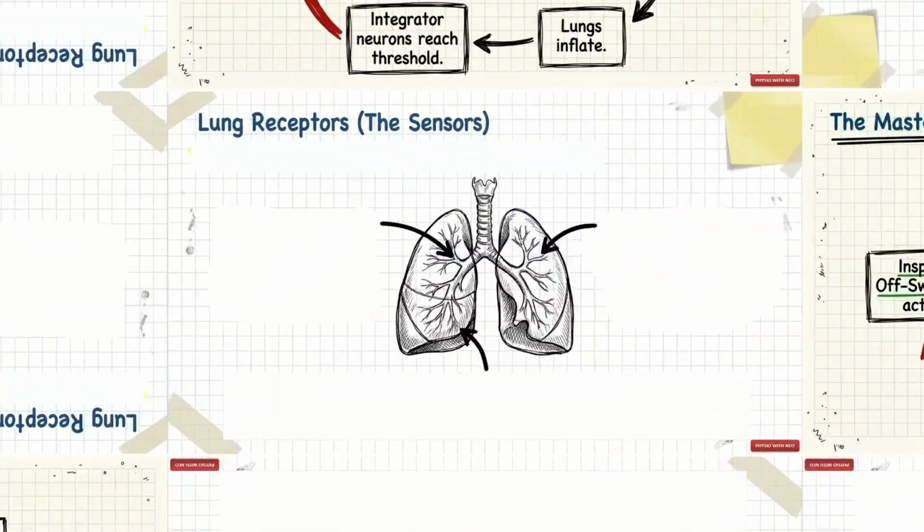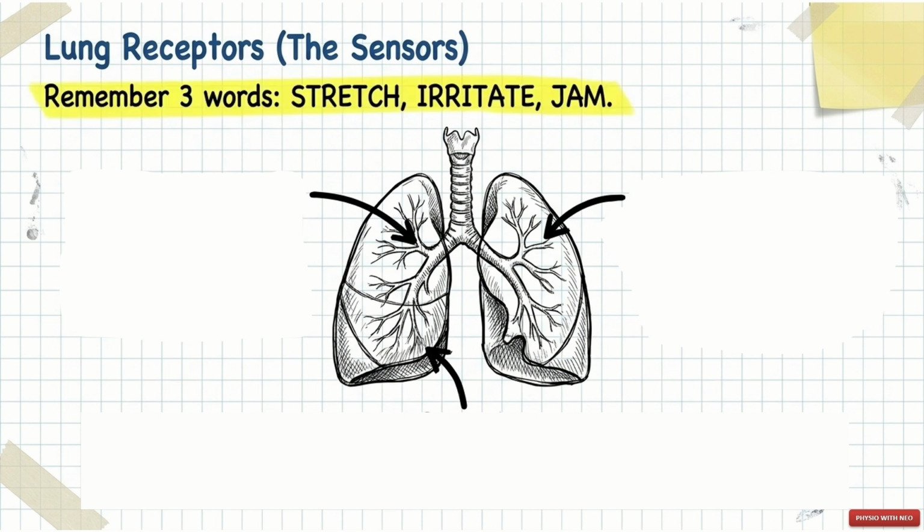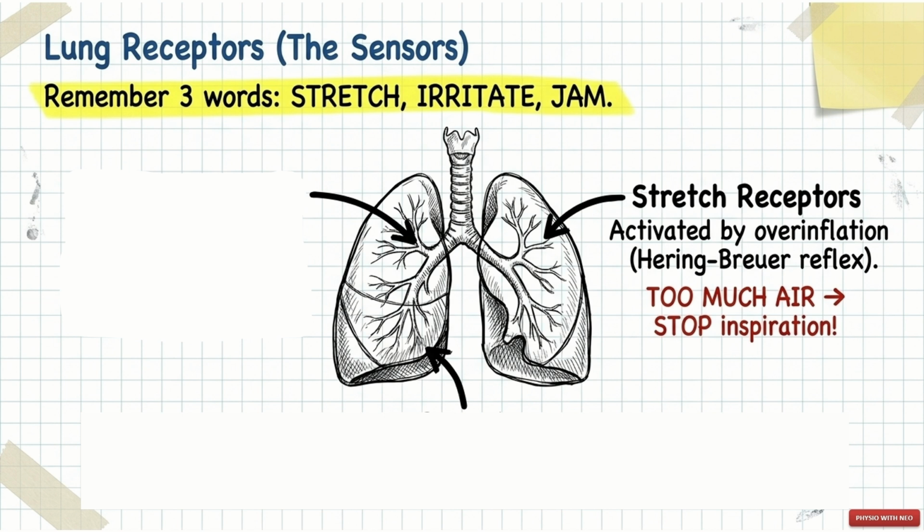So here comes the last part of the topic, that is the various lung receptors and reflexes. Remember 3 words: stretch, irritate and jam. The stretch receptors are mainly activated by overinflation, causing the Hering-Breuer reflex. In this, too much air initiates the reflex and it stops inspiration.